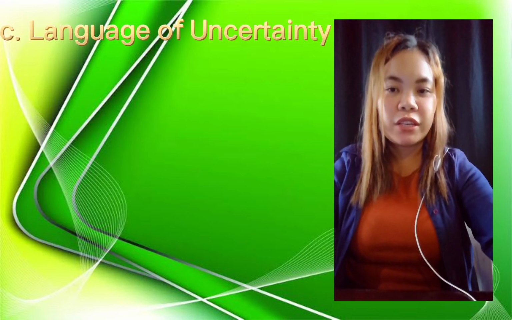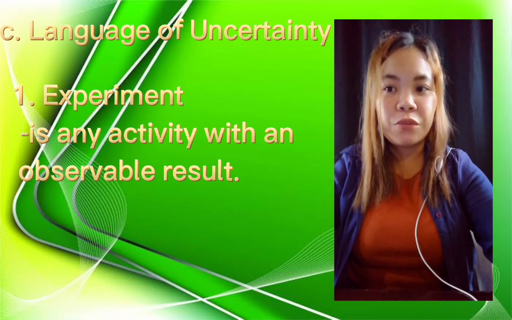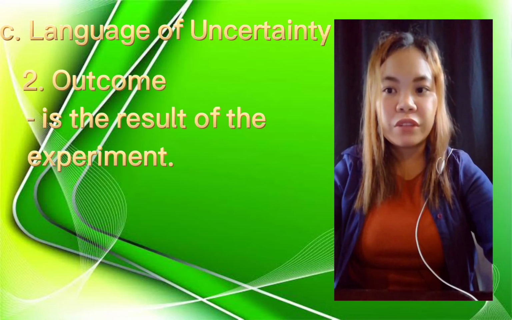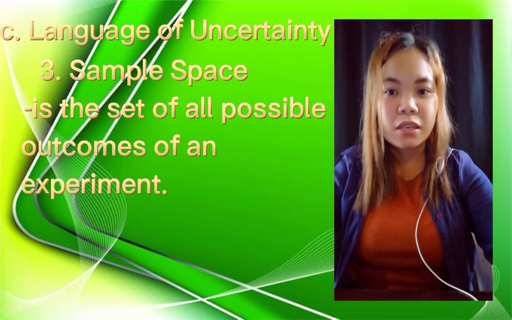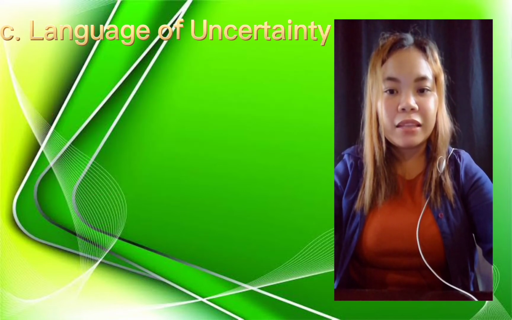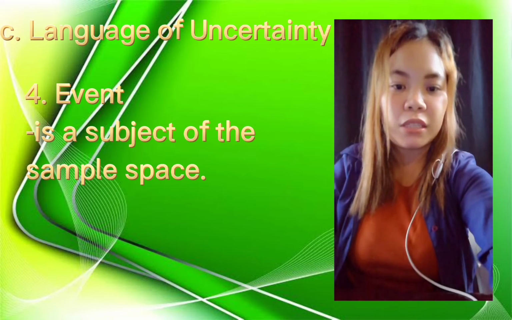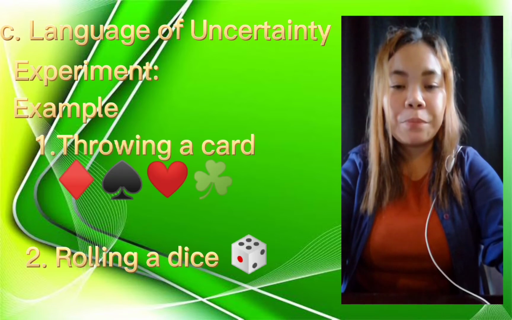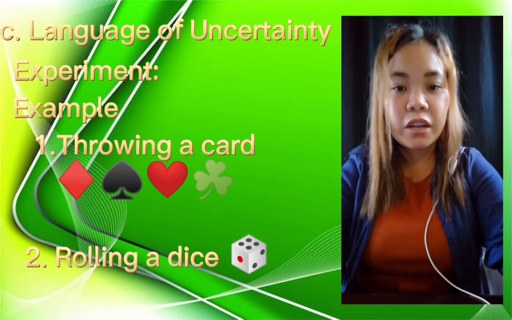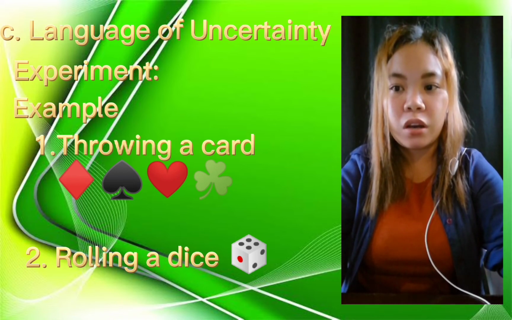Language of uncertainty. First, experiment is an activity with an observable result. Outcome is the result of the experiment. Sample space is the set of all possible outcomes of an experiment. And the last one, event, is a subset of the sample space. An example of an experiment is drawing a card or rolling a die. Those are examples of an experiment.